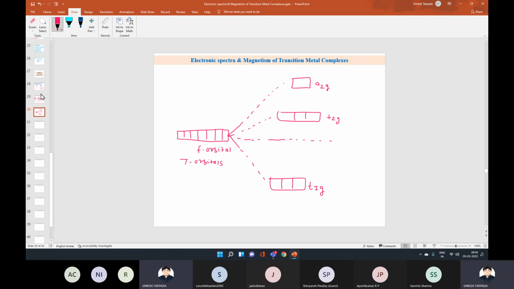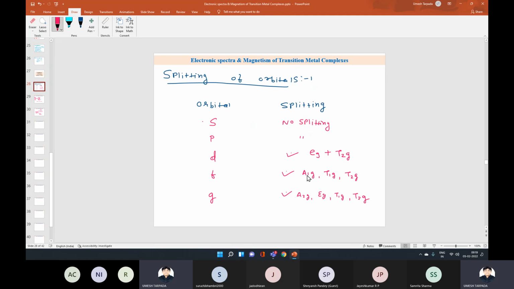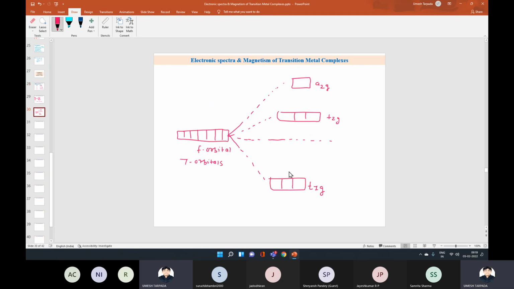So see, F orbital gets split into T1G, T2G, and A2G. I think here we have written A1G, but this is A2G, and this is A1G. So this is a small correction here. Now see, this is the way in which it is split.